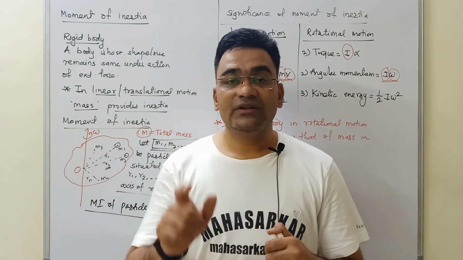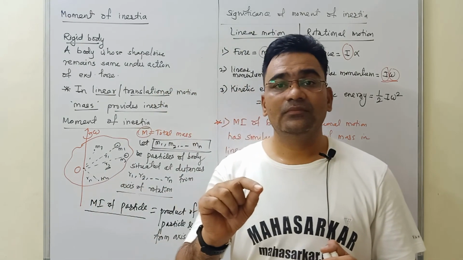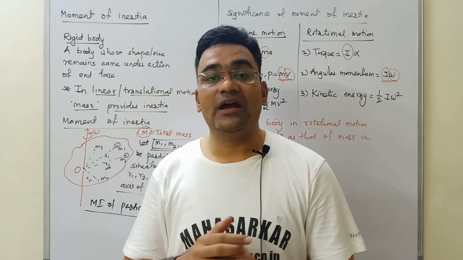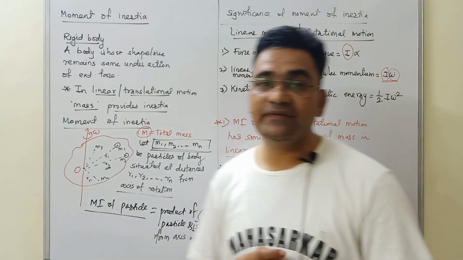Now, the SI unit according to that will be kilogram into meter square. Dimensions will be M1, L2 and T0. I hope you understood this article.